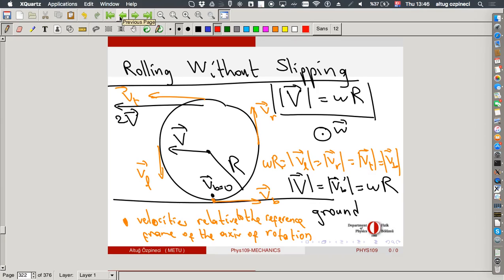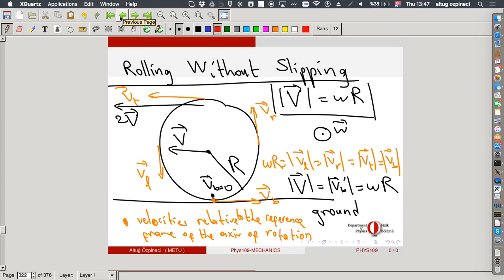So what we said was, let's just look at this reference frame, in which the wheel is rotating. We know that the speed at any point is nothing but the angular velocity times the distance from the rotation axis. So the speed of the top point, the speed of the bottom point, in fact, the speed of any point on this ring, they're all equal. So that's why we have here VL, VR, VT, VB, they're all equal to each other, and they're all equal to omega times R. So that is one thing.